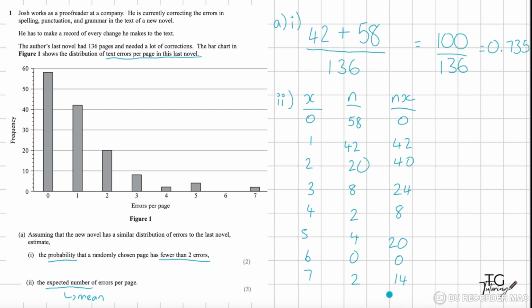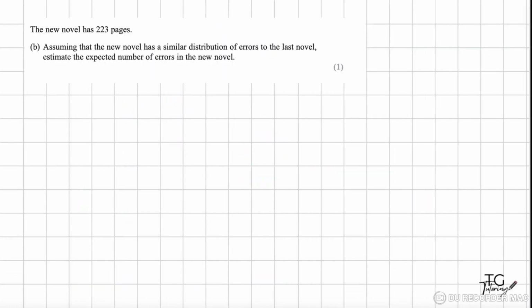And then I'm going to work out the total of my numbers, the sum of my numbers by adding them together, which is 148, and then divide by how many numbers we had. So the expected value of x equals 148 divided by 136, which is 1.09. I'll do it to 3 significant figures, 2 decimal places. Let's move on to part B.